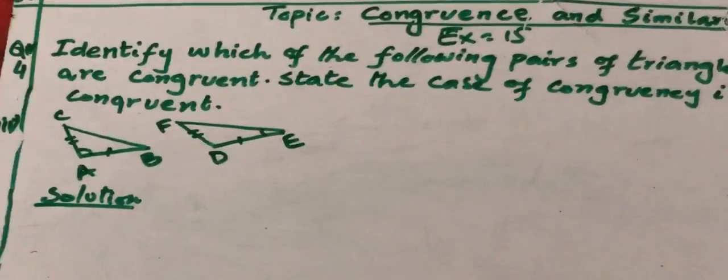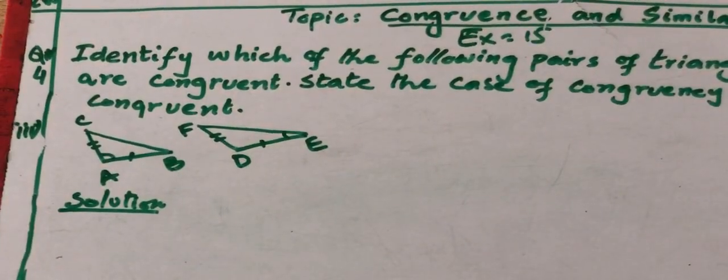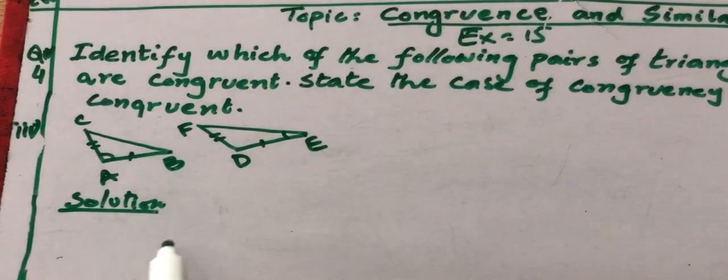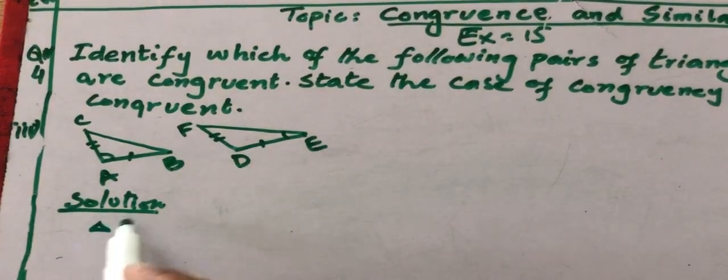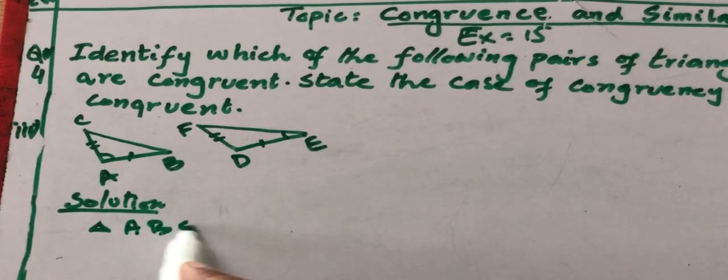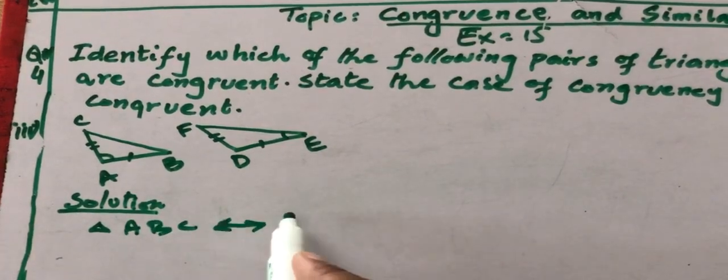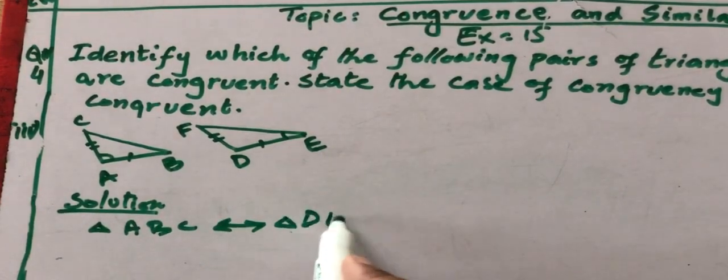Okay, student, now we are going to solve question number 4, part 3. Here we have two triangles. We have to find whether they are congruent to each other or not. So in the solution, we will take the correspondence between these two triangles. If we take triangle ABC, it corresponds one-to-one to triangle DEF.